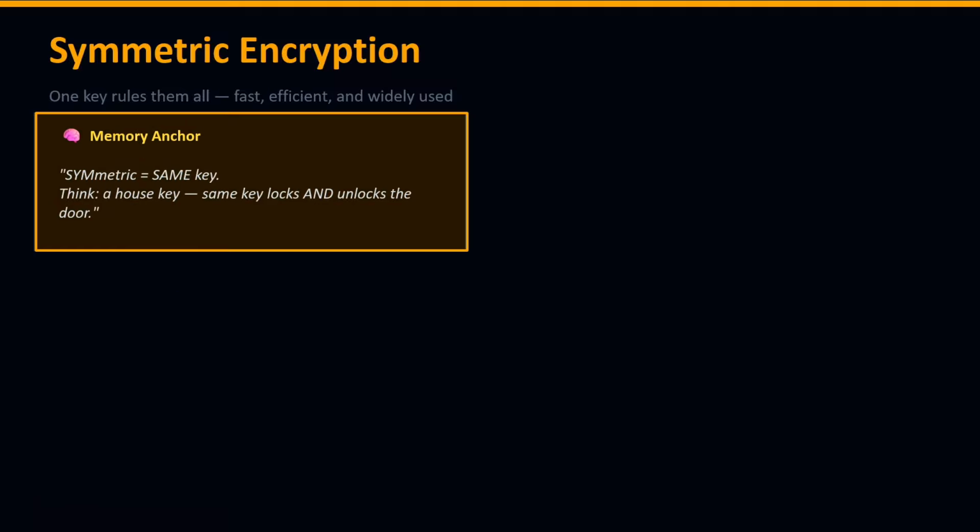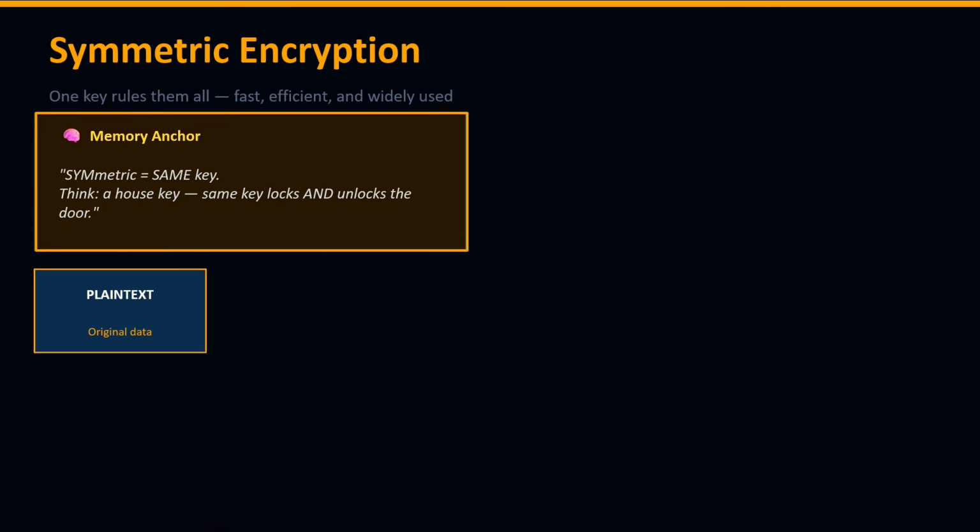First, let's think about a house key. You use the same key to lock your front door and unlock it. That's exactly how symmetric encryption works. One secret key is used to both encrypt, lock the data, and again to decrypt, unlock the data. The word symmetric literally contains the word sim, which sounds like same. Same key, lock it. Now let's look at how the process flows for symmetric encryption.